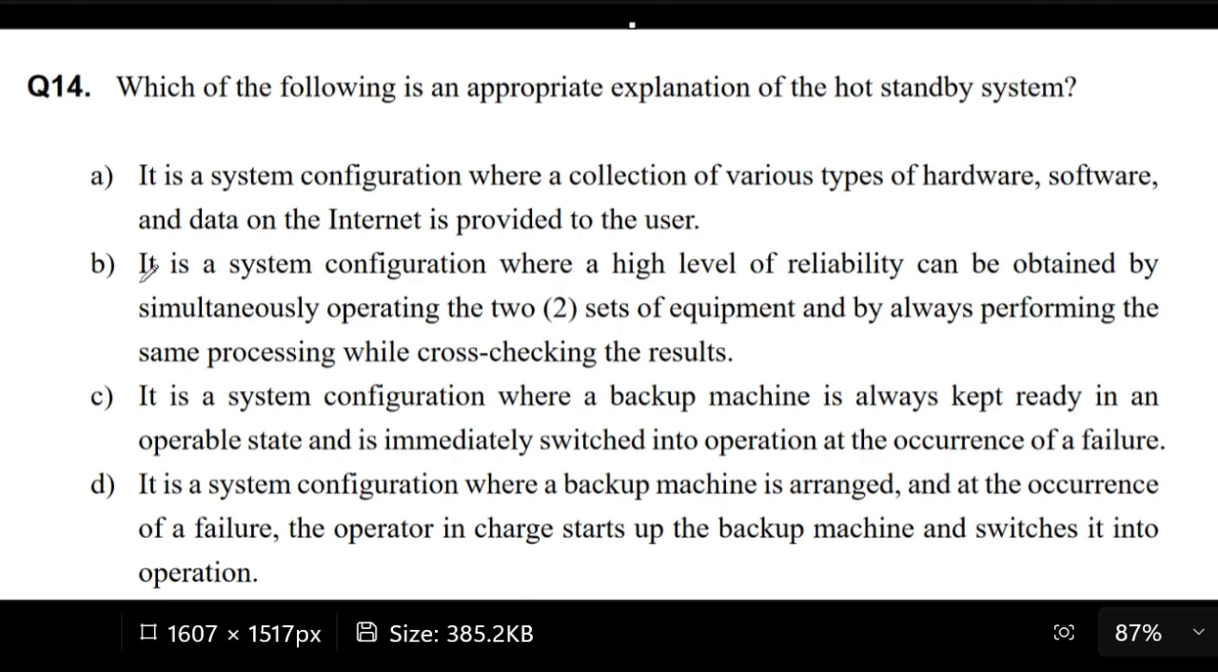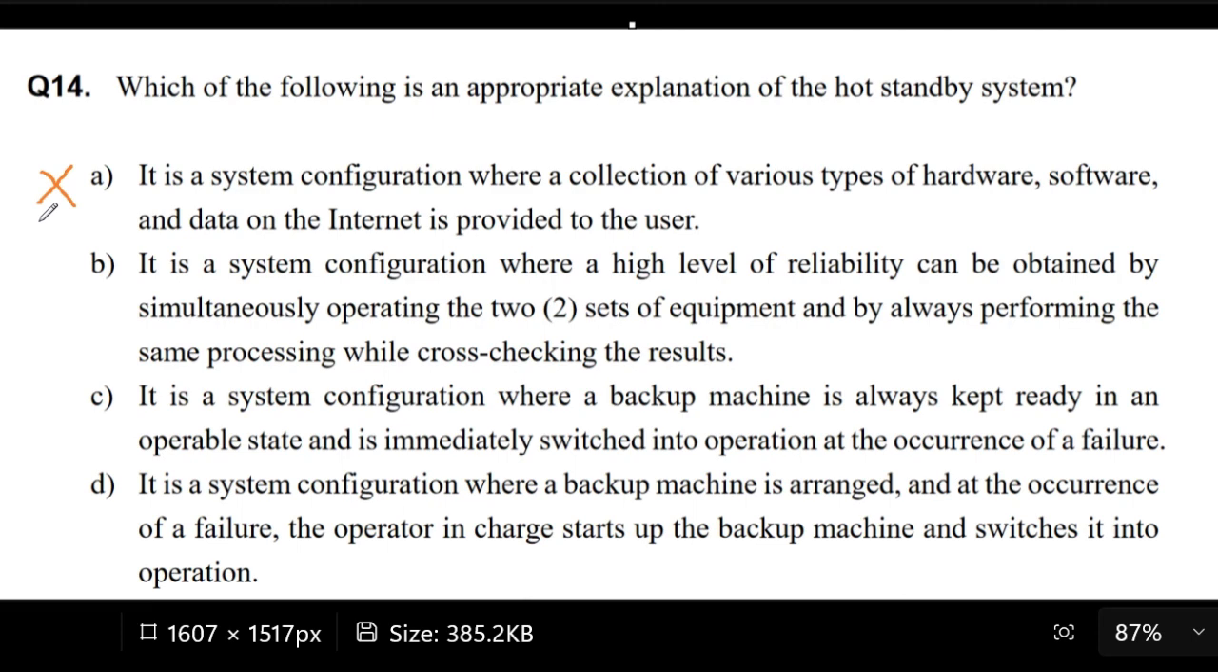So if we go first with the first choice, letter A, we have here something about the system configuration, where a collection of various types of hardware, software, and data on the internet is provided to the user. I think this is completely not the hot standby system that we are going for, and we'll later on find out why that is so.